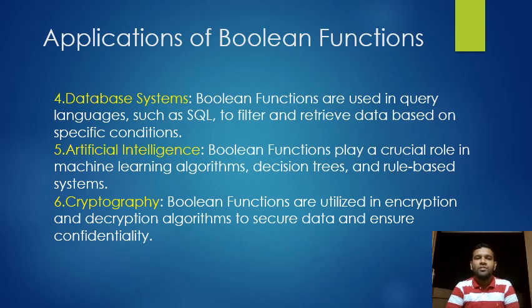The next application of Boolean functions is cryptography. Boolean functions are utilized in encryption and decryption algorithms, and this is done to secure the data and ensure confidentiality of the data of the user. At these places, the Boolean functions are used. So we now looked at 6 different applications of Boolean functions. This list does not end here, but due to the shortage of time, let us skip this and move to the next topic.